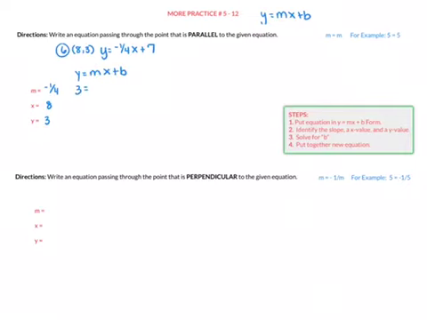This will end up being 3 equals negative 1/4 multiplied by 8 plus b. Negative 1/4 multiplied by 8 ends up equaling -2. And when we isolate b, we end up getting a value of 5. The answer for number 6 should be y equals -1/4 x plus 5.